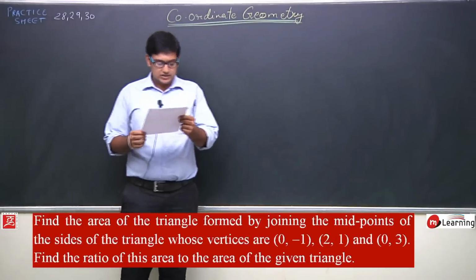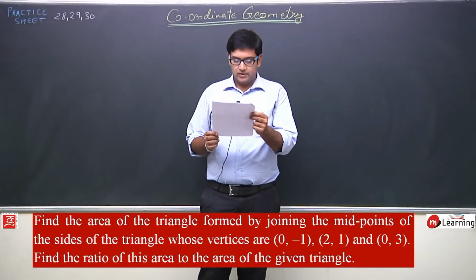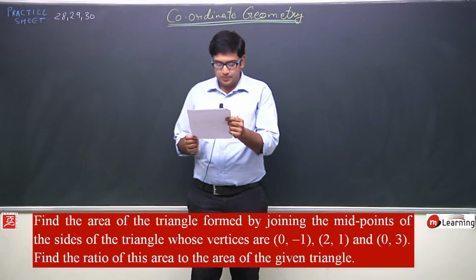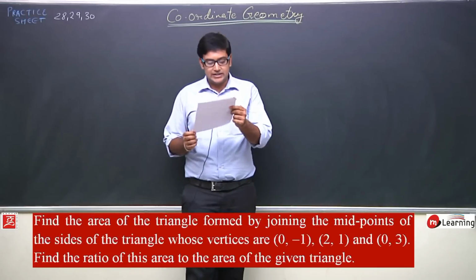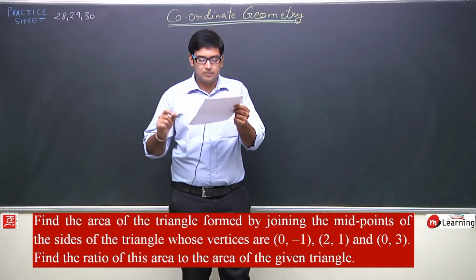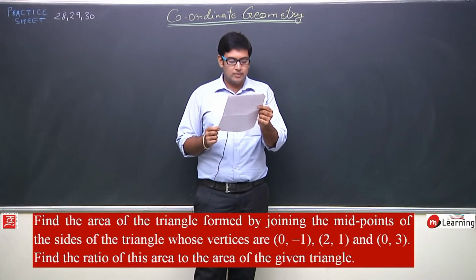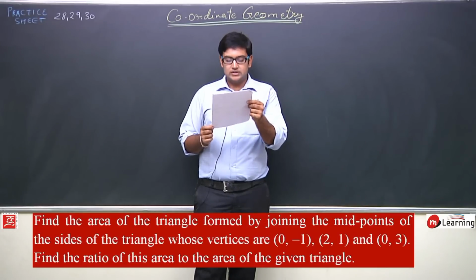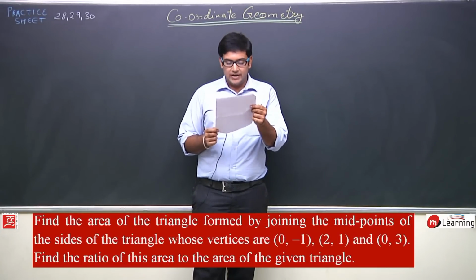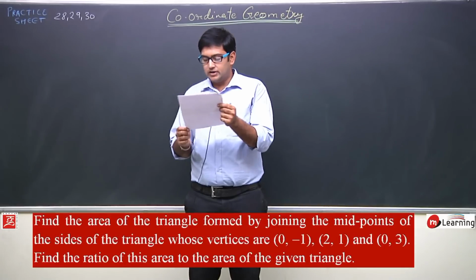Okay, now let us discuss question number 28 from the practice sheet. So we have completed up to question number 27. Question number 28 says, find the area of the triangle formed by joining the midpoints of the sides of a triangle whose vertices are (0, -1), (2, 1) and (0, 3). Find the ratio of this area to the area of the given triangle.